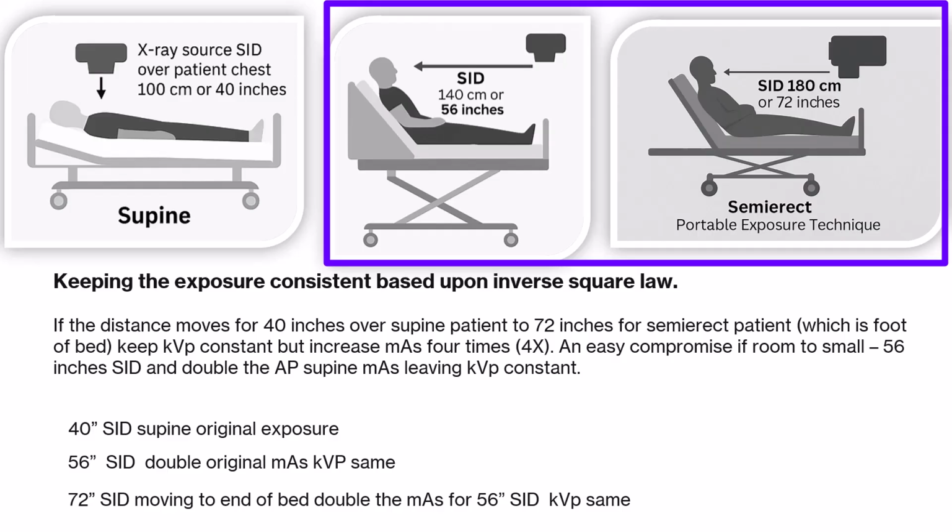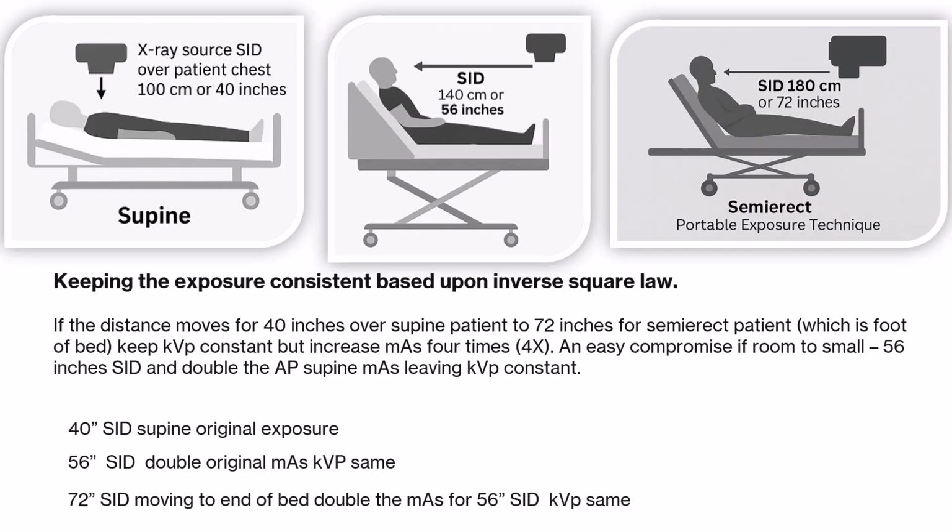Now, if we're actually able to get to the end of the bed and get a 72-inch SID, which is ideal because there's less magnification, we would double our mass again and keep the KVP the same. Well, what happens if we started at 72 and went the other way? We simply reverse the exposure. Cut it in half, and now you have your supine exposure.